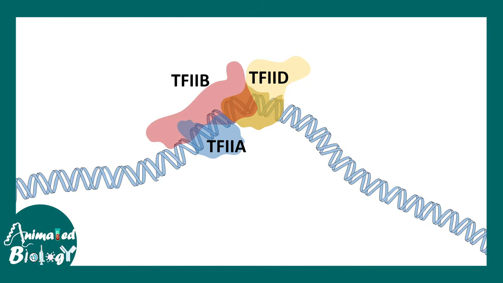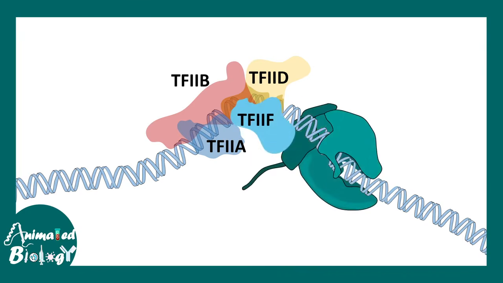TF2B is an important player in this process. Eventually, TF2F would be recruited, which brings in the RNA polymerase as well. And in this complex, TF2E and TF2H are associated. Now, this particular complex is known as the pre-initiation complex. Still, the RNA polymerase cannot move out, but the minimum requirement is fulfilled.